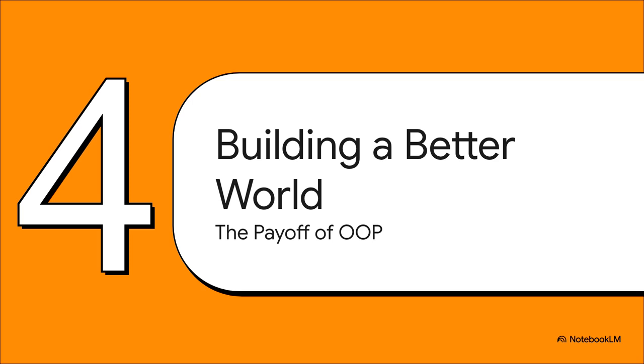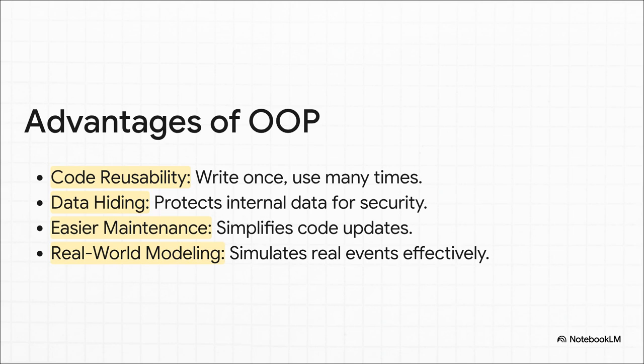But what's the actual real-world payoff? Why go to all this trouble to organize our code this way? Well, the payoff is huge. Inheritance gives us that amazing code reusability we talked about, which saves just countless hours of work. Encapsulation gives us robust data hiding, which makes our programs way more secure and reliable. The whole organized structure makes maintenance, fixing bugs and adding new features, so much easier. And when you put it all together, it lets us model really complex real-world systems inside a computer with amazing accuracy.